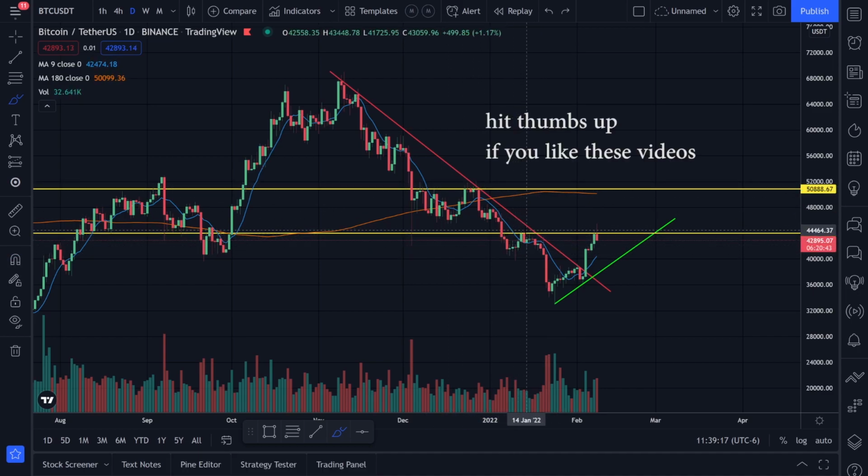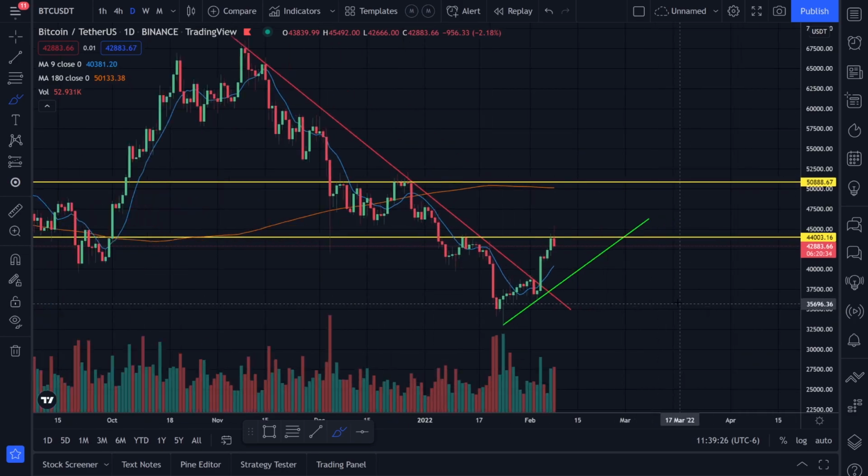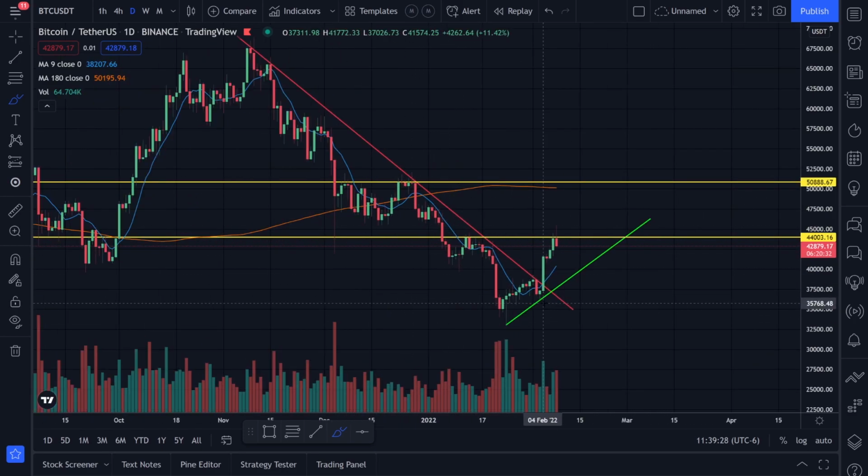And I was saying the first target is 44,000, and then the next target is around 50,000, maybe 50,888 approximately. That's what I'm looking at on my chart anyways. And so we came up, hit that 44,000. It looks like we're getting a little bit of resistance and pulling back now.